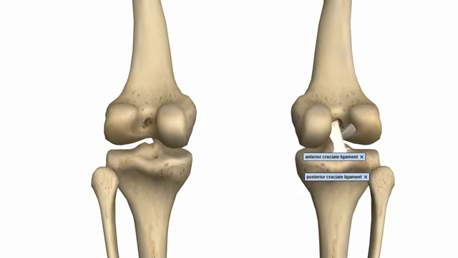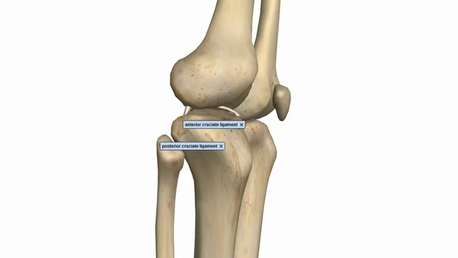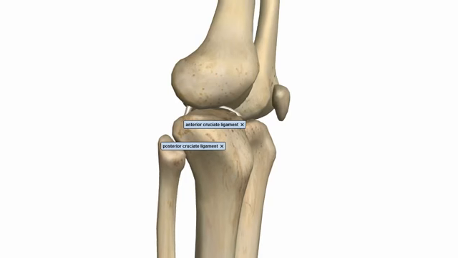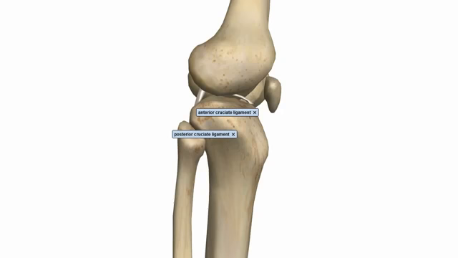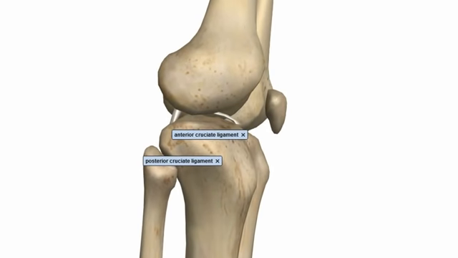So the function of these ligaments is to prevent anterior and posterior displacement of the tibia on the femur. So you can see, because the anterior cruciate ligament attaches anteriorly on the tibia, it prevents the tibia from sliding forward in this direction. And because of the attachment of the posterior cruciate ligament, it prevents the tibia from sliding backwards.